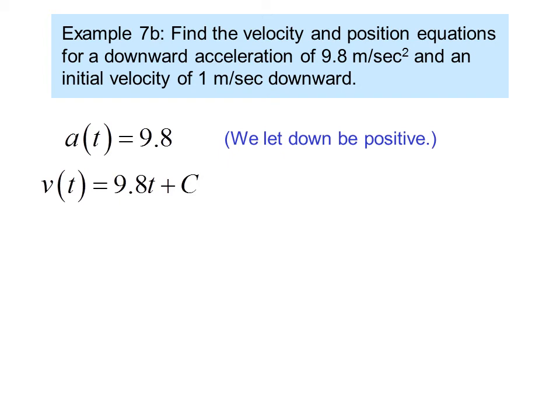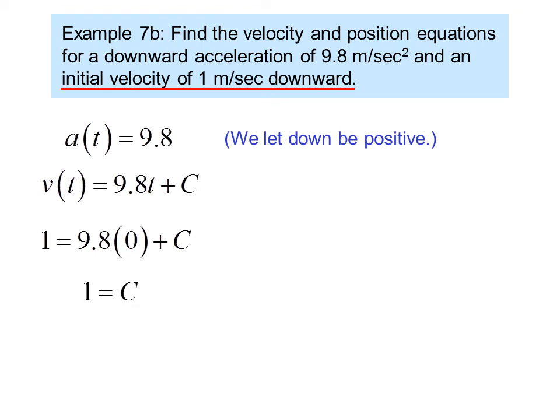We can check that by going backwards. The derivative of 9.8t would be 9.8. And of course, the derivative of a constant is 0. We have an initial velocity of 1 meter per second downward. So we enter our initial values, and we get 1 equals 9.8 times 0 plus c, or 1 equals c. So our velocity equation is v of t equals 9.8t plus 1.